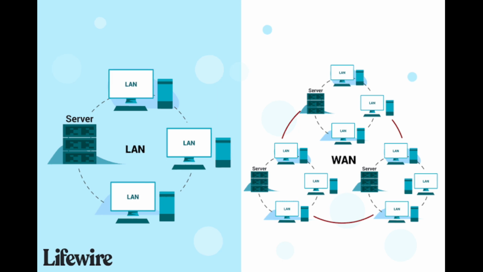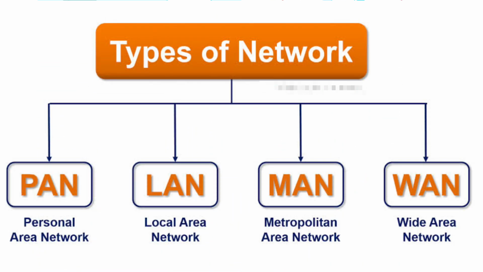LAN, local area network, is a network that covers a small area such as an office or a home. LANs are typically used to connect computers and other devices within a building or campus. WAN, a wide area network, is a network that covers a large geographic area such as a city, country, or even the entire world. WANs are used to connect LANs together and are typically used for long distance communication.